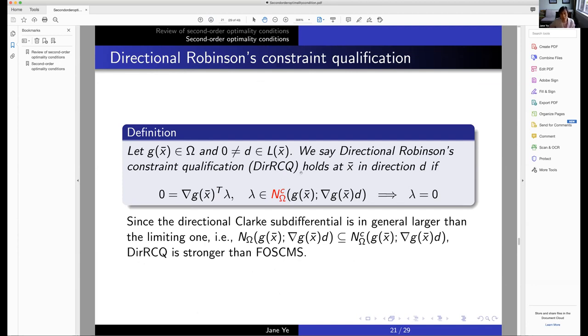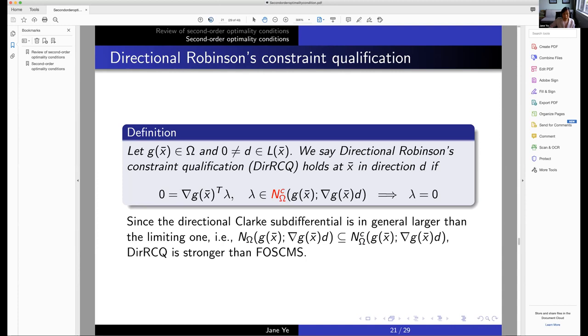directional Robinson's constraint qualification. If you remember Mordukhovich's criterion, the first order sufficient condition for metric subregularity, there you use the limiting cone. And if you use the Clarke cone, then it will be bigger. So if lambda is in this bigger set and it still implies lambda equals 0, then this condition must be stronger, because it's a bigger set. So it is stronger than the first order sufficient condition for metric subregularity.